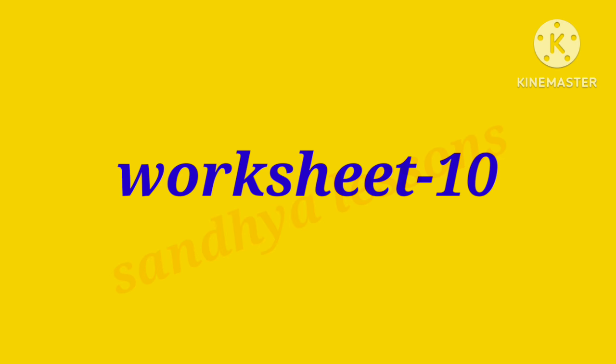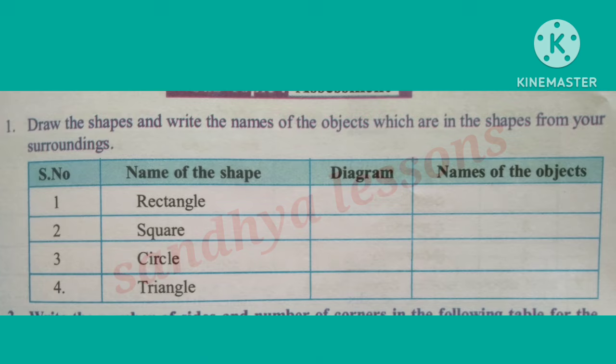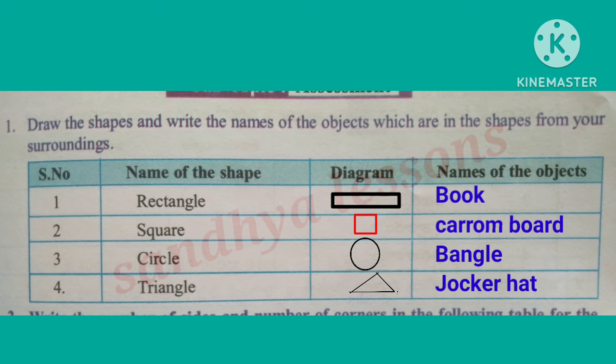Worksheet 10. First Roman, draw the shapes and write the names of the objects which are in the shapes from your surroundings. Rectangle, book. Square, carom board. Circle, bangle. Triangle, joker hat.